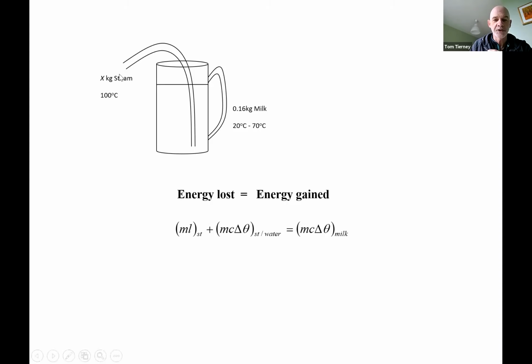So you know that, what does the steam do? It comes in here, and first of all, it changes state, so that's ml. And then that means it's turning from steam at 100, water at 100, then cool down to 70 degrees. That's a change in temperature, so it's mc delta theta. So if there's a change in temperature, it's mc delta theta. If there's a change in state, it's ml. If there's both, you add ml to mc delta theta.